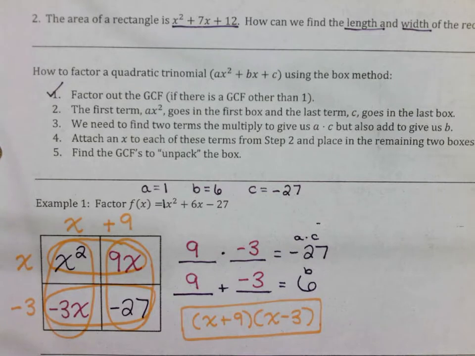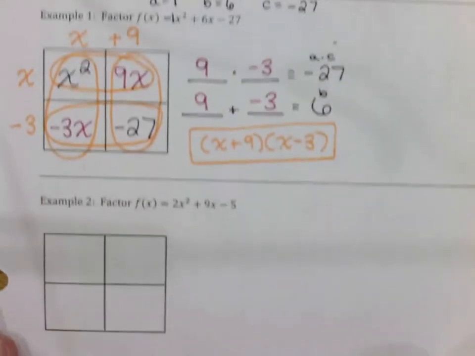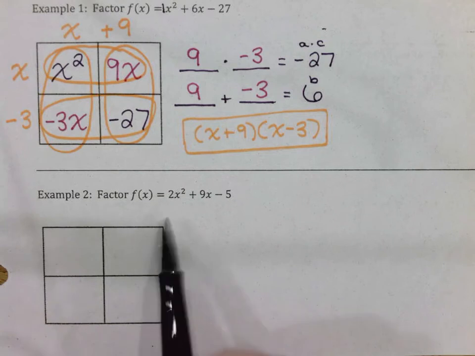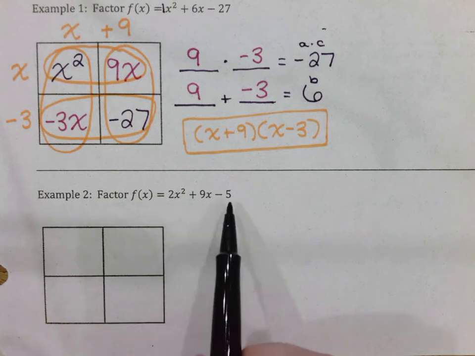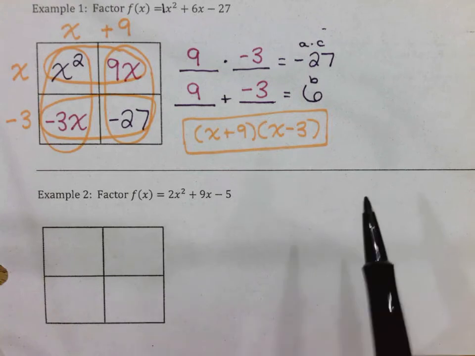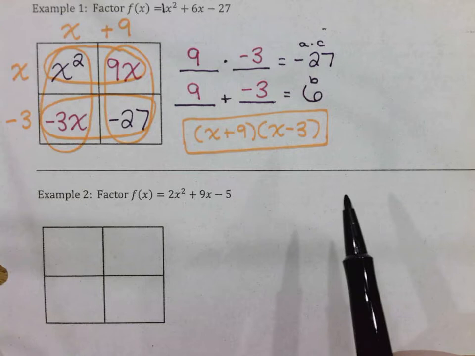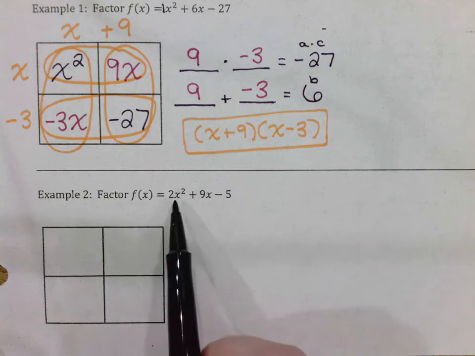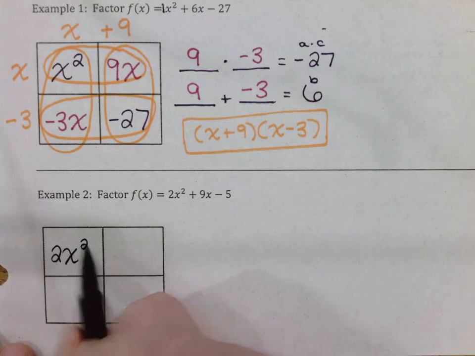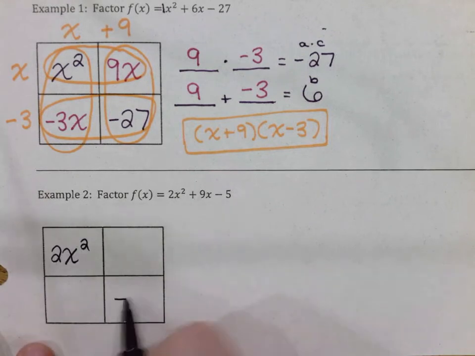Okay, let's look at the next example, example 2. So again, I'm going to follow the same process. The first thing we want to check for is, is there a greatest common factor that we can pull out of this function? Can't divide 9 and 5 by 2, that doesn't work. Can't pull out an x, that one doesn't have an x. So it looks like no, there is no GCF, so we'll just move right ahead. First term is going to go in the first box. Last term, negative 5, will go in the last box. Those are the easy ones to fill in.